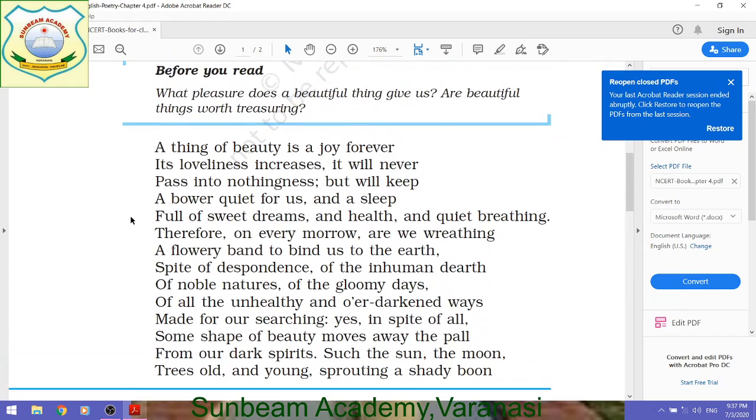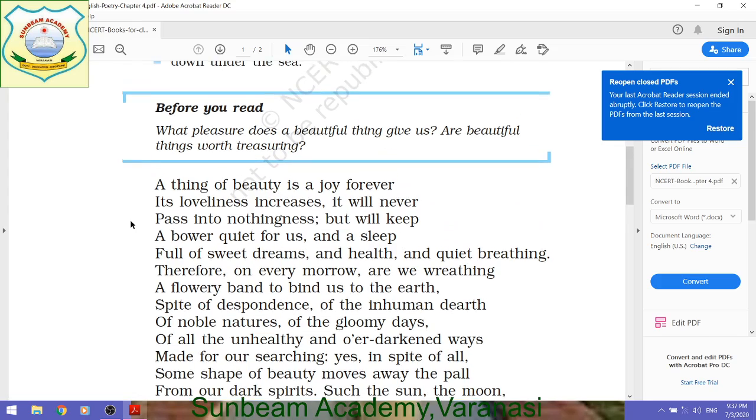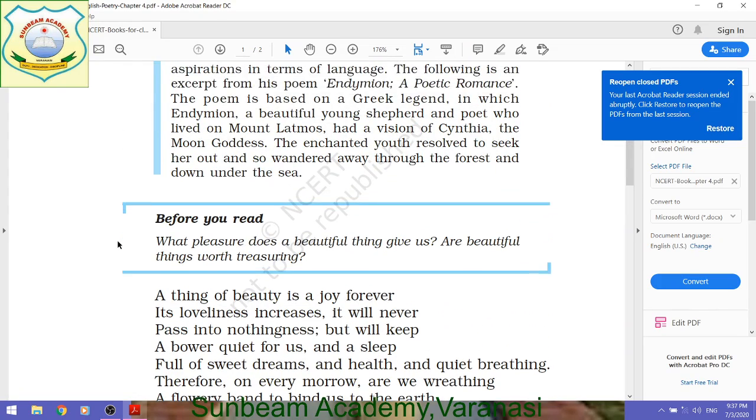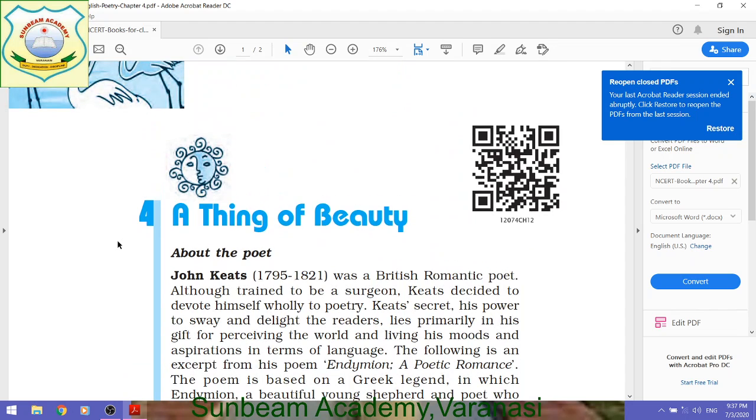So you will have to write all the answers in your notebook. Students, whenever school reopens, then definitely those answers will be checked. I hope that you have understood the poem well.